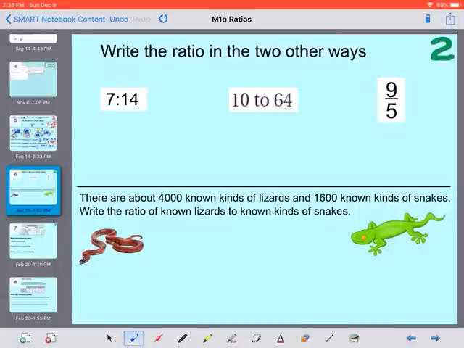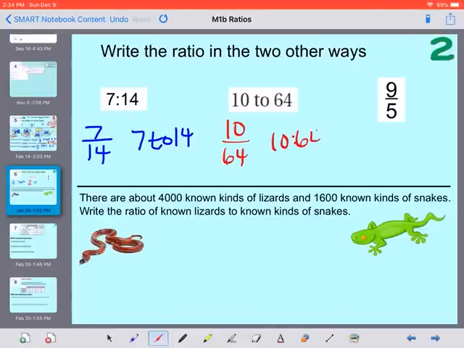All right, next page, it says write the ratio in 2 other ways. So this one's written with the colon. We could also write it as a fraction or using the word to, 7/14. Again, if we wanted to, we could simplify that as well. I would accept either answer. This one, 10/64, I can write that as a fraction or using the colon, 10:64. And the last one here, it's already written as a fraction, so we can use the word to, 9 to 5, or 9:5. I took each of those and wrote it in the other 2 ways to get a total of 3 ways to write the ratio.